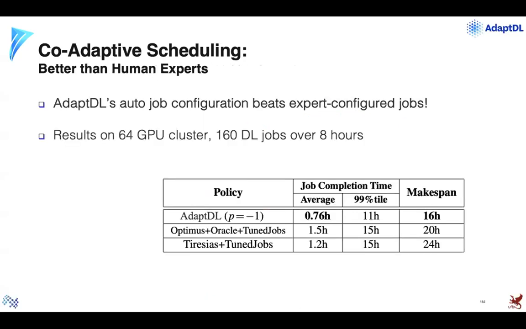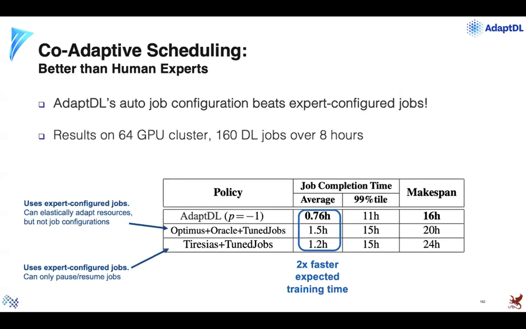And AdaptDL's automatic job configurations can actually beat expert configured jobs. This is because typically expert configured jobs will stick with the same configuration throughout their lifetime, whereas AdaptDL is able to automatically and dynamically tune them. In a particular experiment we ran using a 64 GPU cluster with 160 jobs sharing the cluster, we were able to achieve up to 2x faster expected training times when compared to more recent schedulers, which are using expert configured jobs.